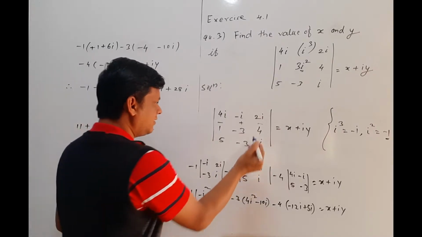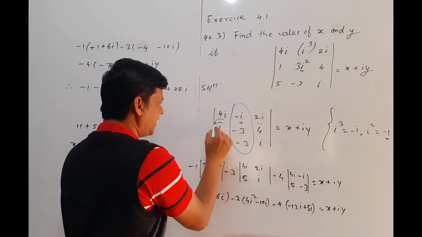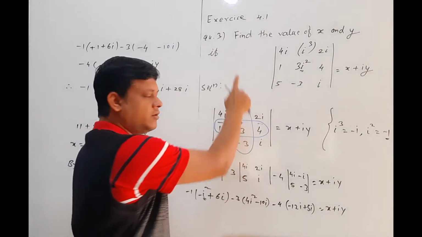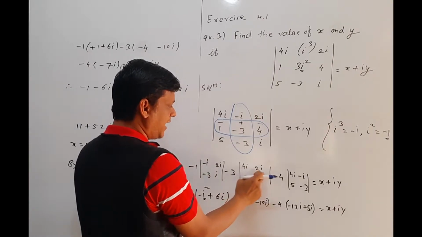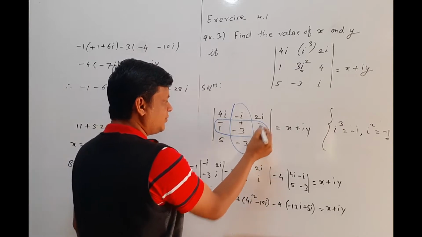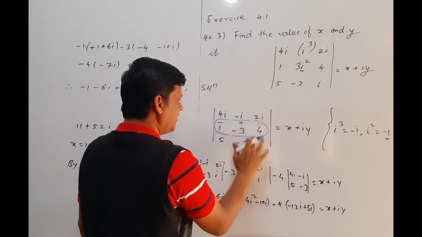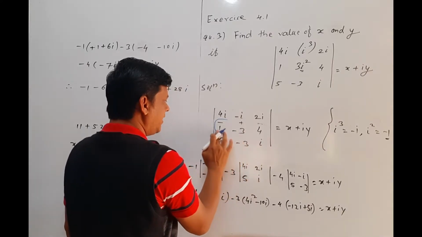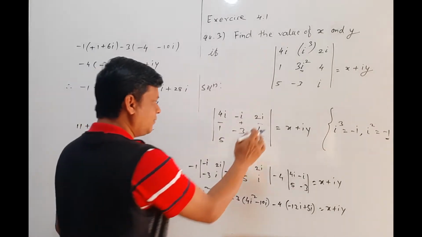Now this element minus 3 lies in the second column and second row. So we skip the second row and second column. The elements are 4i, 2i, 5, i, so we write 4i, 2i, 5, i. Then we consider minus 4, because the sign is minus plus minus. Here the sign of 4 is plus, we write minus, so plus times minus we write as minus 4.